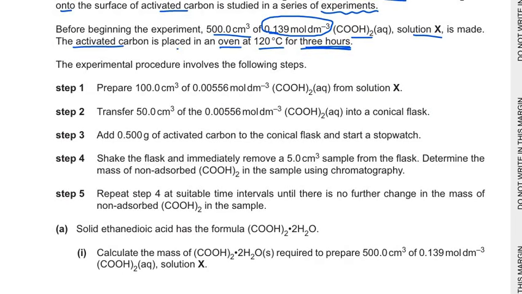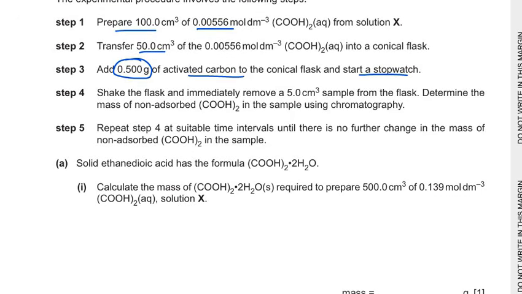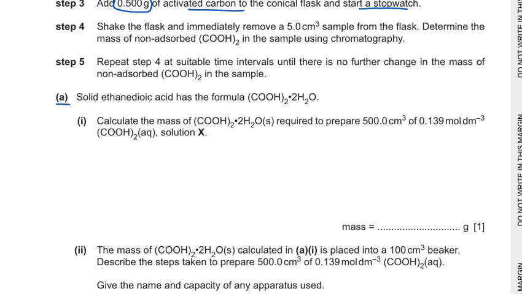You can pause the video and read all of it, but let me just tell you in brief: prepare 100 cm³ of 0.00556 from the solution given, and 50 cm³ of this solution is taken into a conical flask and 0.50 gram of activated carbon is added to it. The stopwatch is started, and then the adsorption is measured at regular intervals of time.